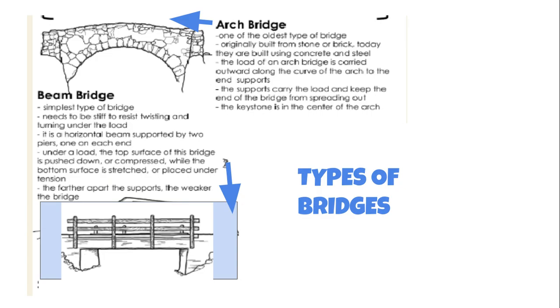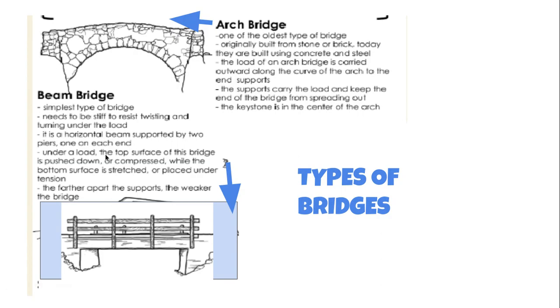Arch bridges are one of the oldest types of bridges that we have. Originally, they were built of stone or brick. Today, of course, we use concrete and steel. The load on an arch bridge is carried outward, so the weight is pressed outward, and the curve of the arch is supported to the ends. And the support carries the load and keeps the ends of the bridge from spreading out and falling apart. And then the center of an arch bridge is the keystone.